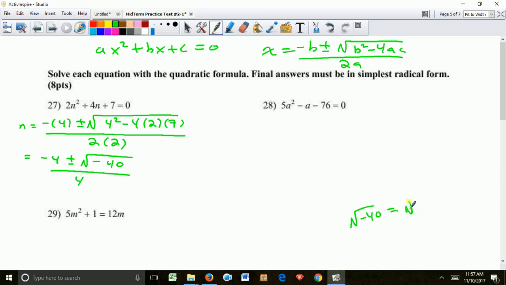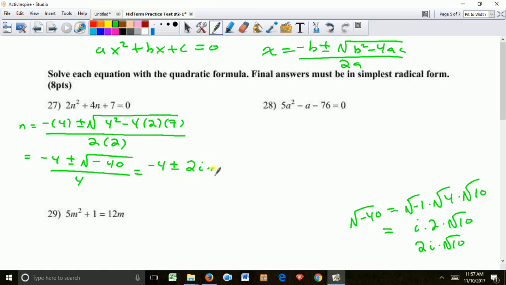You can take the square root of negative 1 times the square root of 4 times the square root of 10. And now get i times 2 times root 10, or 2i times root 10. So now we get negative 4 plus or minus 2i times root 10 divided by 4.